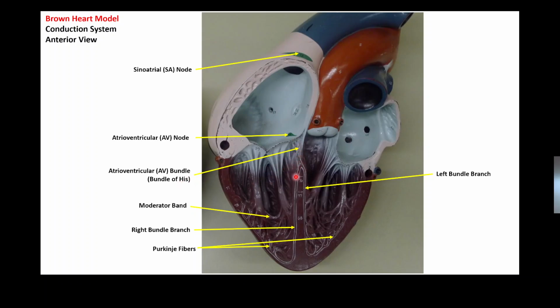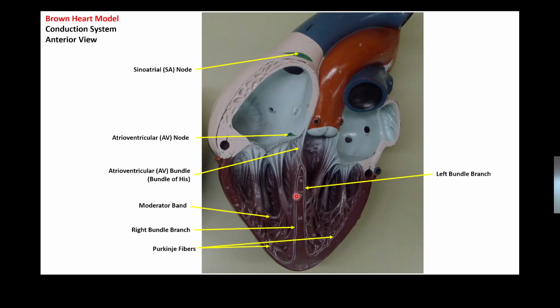Then the AV bundle splits into a left bundle branch, and that's going to lead to the Purkinje fibers out here. And then the right bundle branch comes down this way and it leads to the Purkinje fibers on the right. The Purkinje fibers actually touch the cardiac muscle and stimulate them to contract from the bottom up. So the heartbeat's going to go this way. The contraction of the ventricles are going to go up this way.